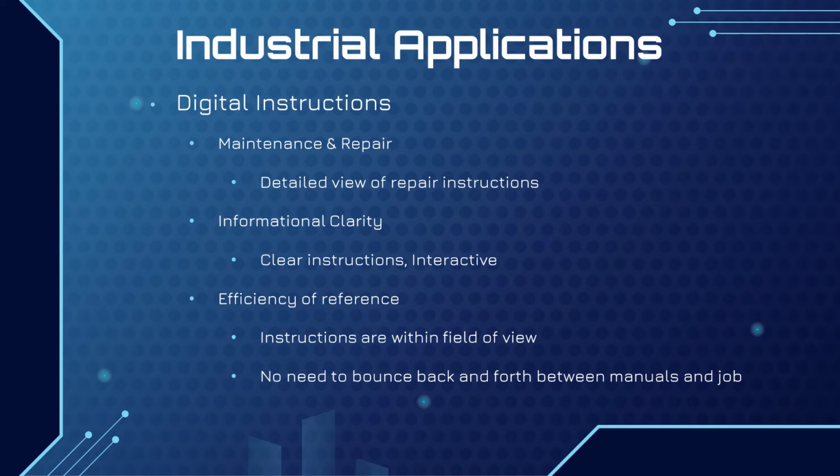We're going to move to the next slide here. The next slide is going to go over digital instructions within industrial workspaces. So, maintenance and repair: they use augmented reality in the maintenance and repair division to get a detailed view of repair instructions. These instructions can be displayed on the augmented reality headset with certain wires or certain parts being labeled for whoever's repairing it, so that they can get a good visual representation of what they're working with.